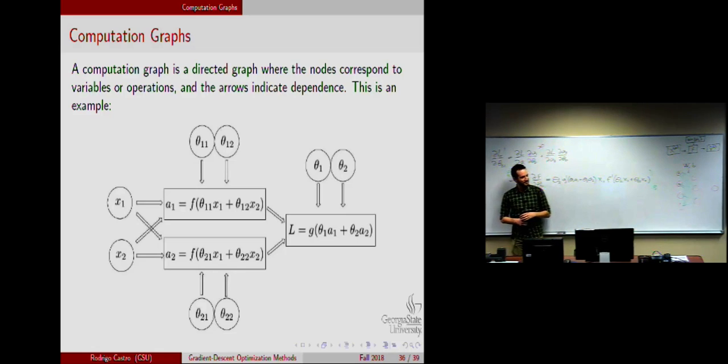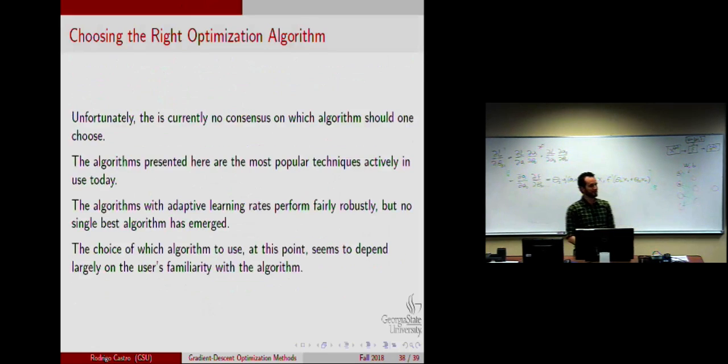I don't know, does that help? Yeah. That's backpropagation. You'll be hearing about that a lot, I guess. And okay, so the final part is, which algorithm do we choose? There is no consensus. All of the ones that we saw here are extremely popular. RMSprop is very, very popular, and also Adam because of the adaptive learning rate. But also just stochastic gradient descent or mini batch is used a lot.